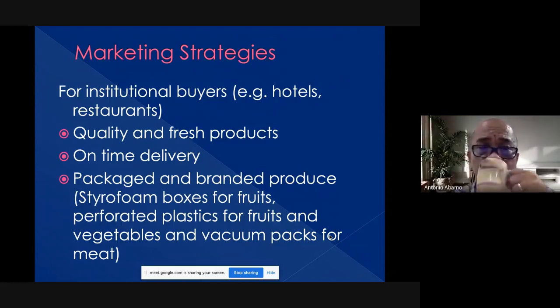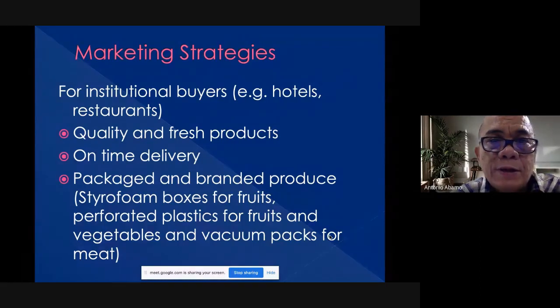Now there is another strategy in marketing for institutional buyers. Okay, who are these institutional buyers? Like hotels, restaurants, and other institutional buyers. Now, unsa man ang importante kaayong consideration for marketing strategies in the institutional buyers? Quality and freshness gihapon. And very importantly, on time ang delivery. Pag maingon sila nga, 8 o'clock, 8 o'clock dapat naa ka na. And then, packaging also is very important. And branding. And really, packing it in a way by which it is convenient for the buyers to handle.